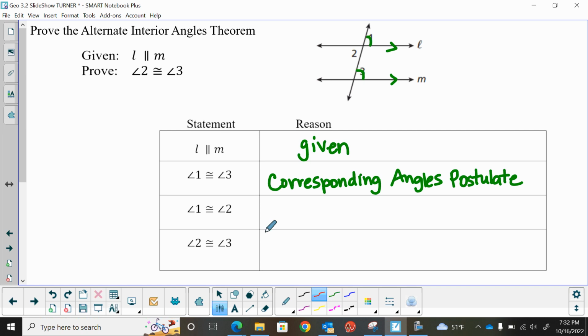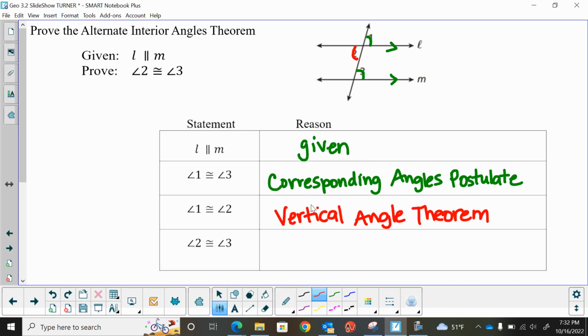And then we're also given that angle 1 is congruent to angle 2. And if you look up at line L, those are vertical angles. And if you remember, we have the vertical angle theorem that states that vertical angles are congruent.